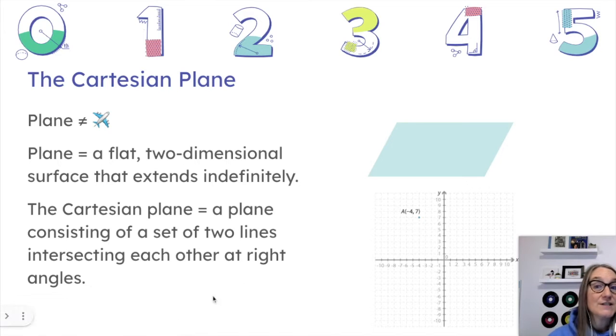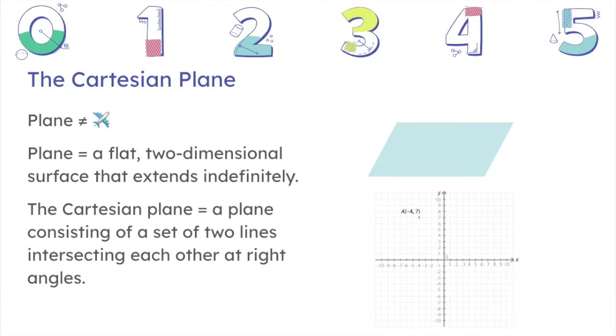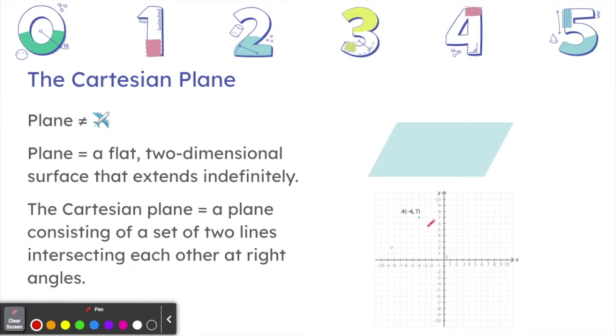Okay, so the Cartesian plane consists of a set of two lines intersecting each other at right angles. And we talked about our two number lines that we visualized, one horizontal and one vertical, that were perpendicular to each other, intersecting at a right angle. So we call that the Cartesian plane.